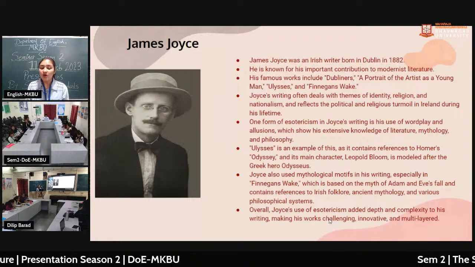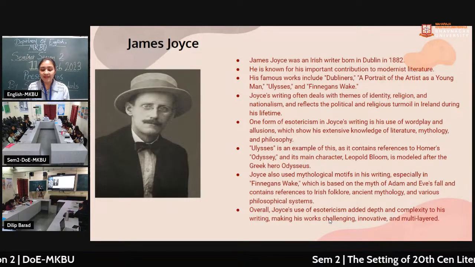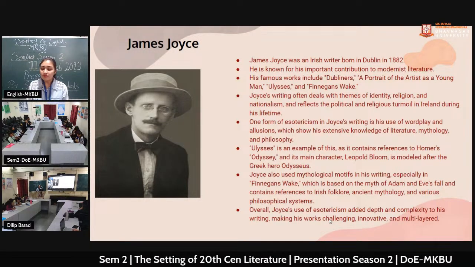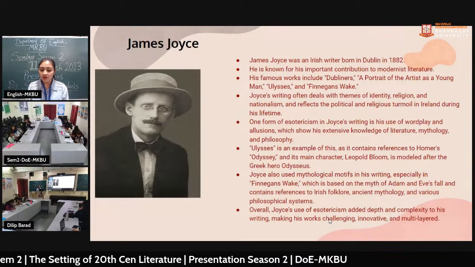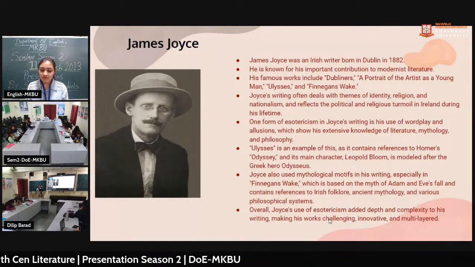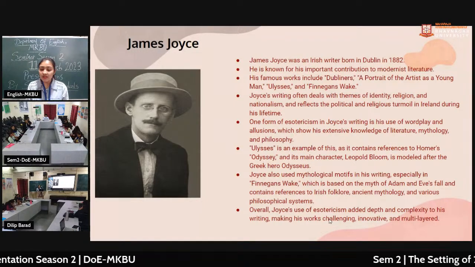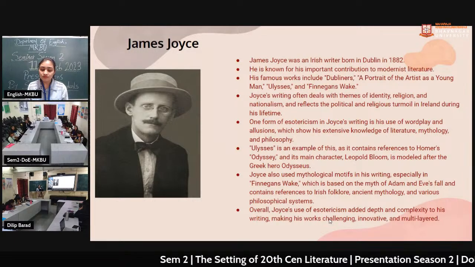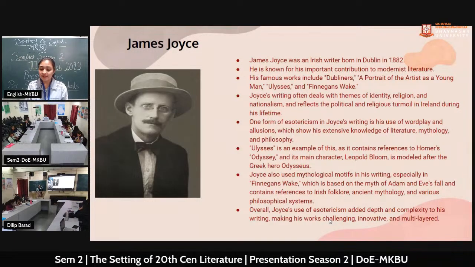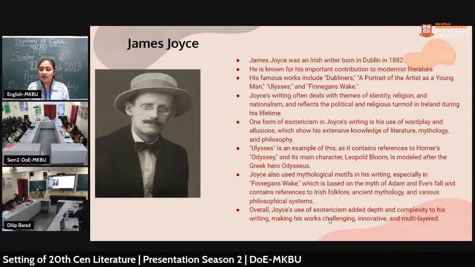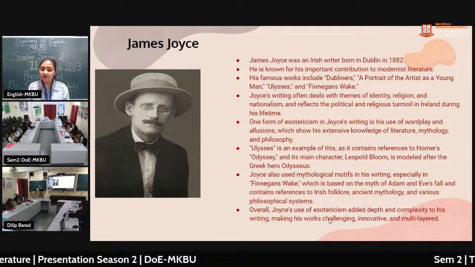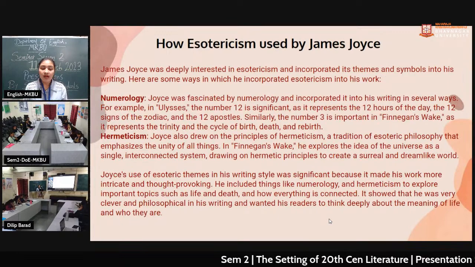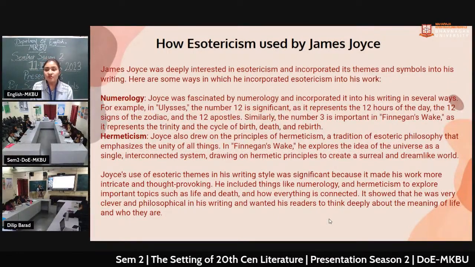Joyce also used mythological motifs in his writing, especially in Finnegans Wake, which is based on the myth of Adam and Eve's fall, and contains reference to Irish folklore, ancient mythology, and various philosophical systems. Overall, Joyce's use of esotericism added depth and complexity to his writing, making his works challenging, innovative, and multi-layered.